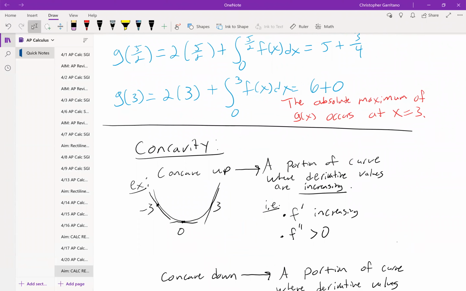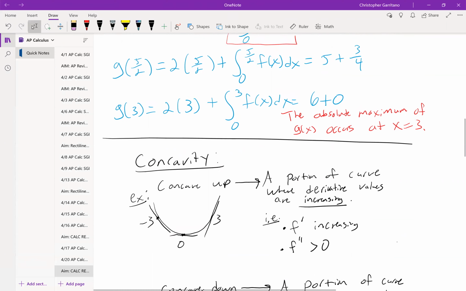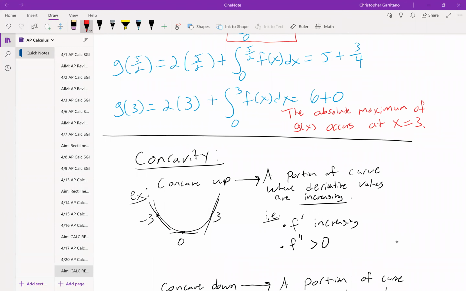So concavity, there are two possible concavities that your graph can have: concave up or concave down. Concave up means there's a portion of curve where the derivative values are increasing. Meaning, if we take a portion of curve that's concave up, it looks kind of like this.